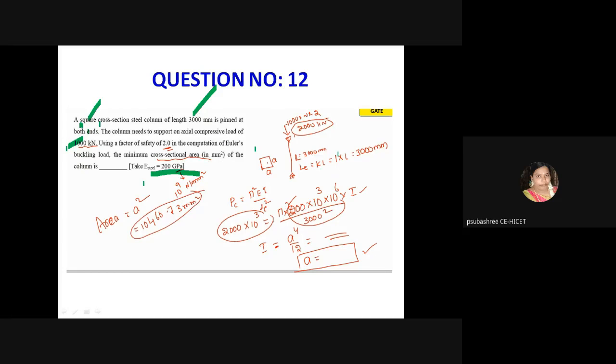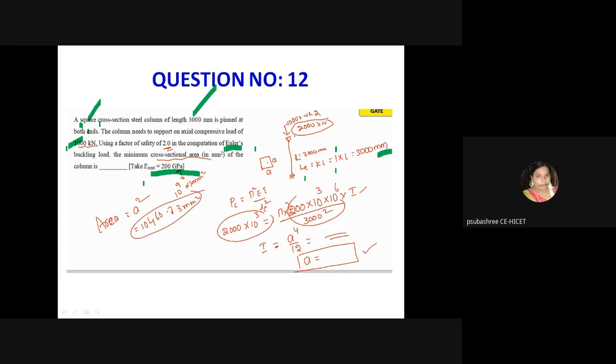So if both ends are pinned, effective length is equal to K into L, LE is equal to K into L. So 1 into L is equal to 3000 mm. K means end coefficient. So here simply supported, both ends pinned, means K is 1. So 1 into L, 3000 mm. Then what is using the Euler's theory here?